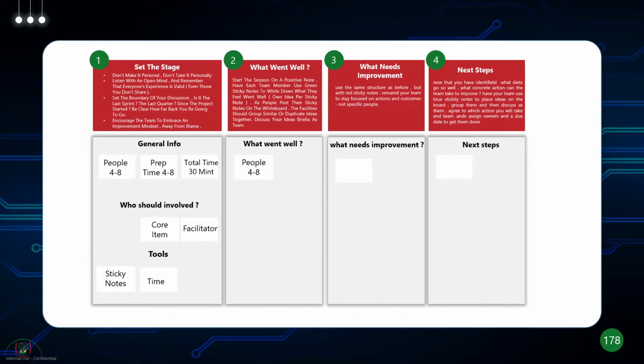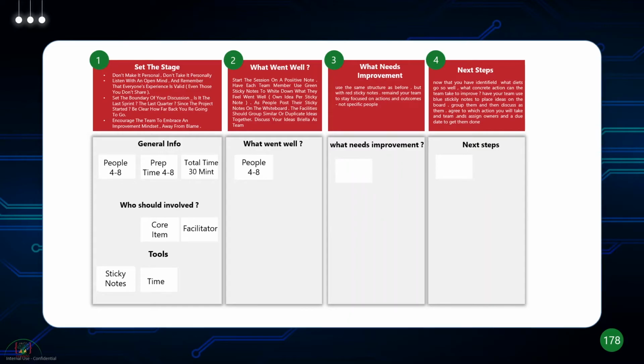So talk about what went well, right? Start with the positive note. That's always a good way to start. The team will talk about, let's say, the burndown was great, or the estimation was great, or they didn't have many roadblocks, or the team cooperation was great, things like that.